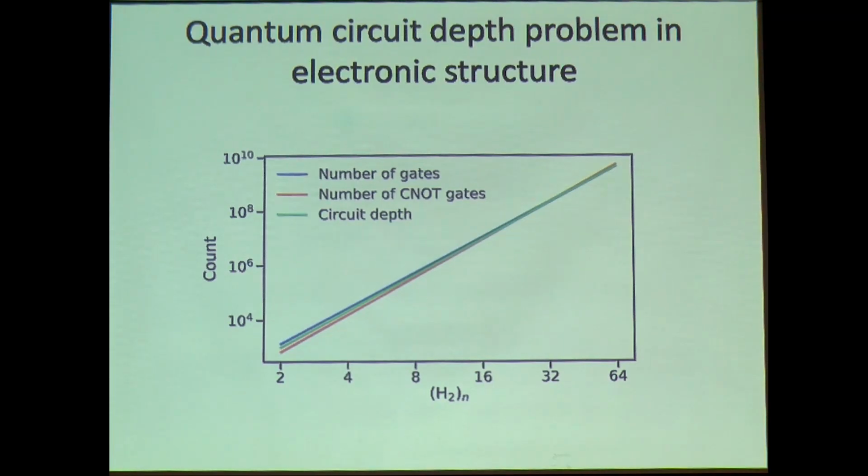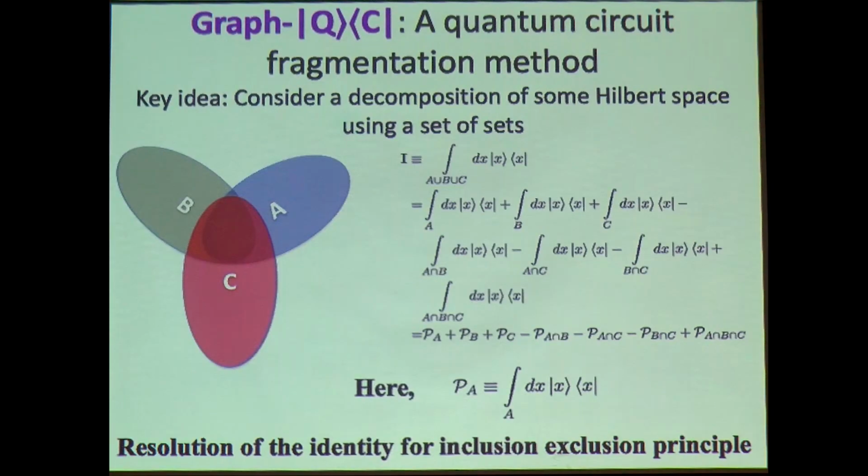Electronic structure. Again, the same problem in electronic structure. Quantum circuit depth explodes exponentially. We cannot really solve any problem with this kind of architecture. So we want to think about these electronic structure problems and the corresponding quantum circuit depth in a different way, in a way that Krishnan spoke about earlier.